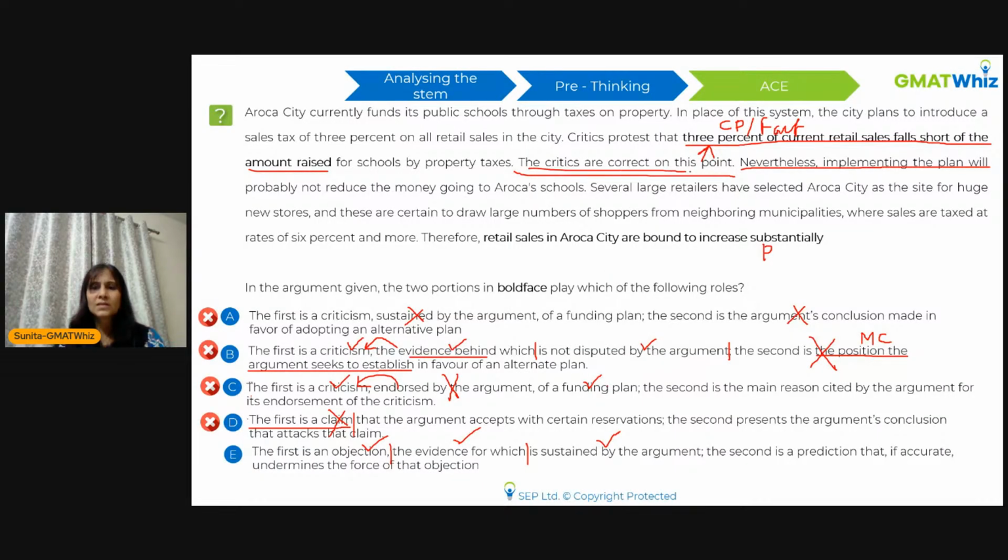The second is a prediction. Let's stop and ask ourselves, is this a prediction? Well, we are saying costs are bound to increase in future, so I can call it a prediction. That, if accurate, undermines, that means weakens the force of that objection. So this is weakening the force of this objection. Yes, the two are in opposite directions, one is going against the other, and therefore this part is also correct. So E is the correct answer.